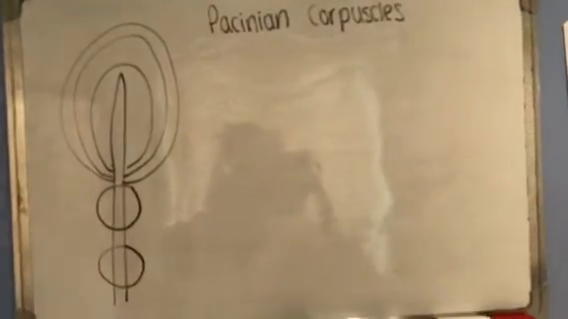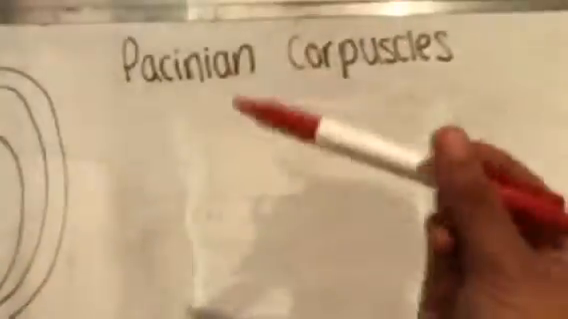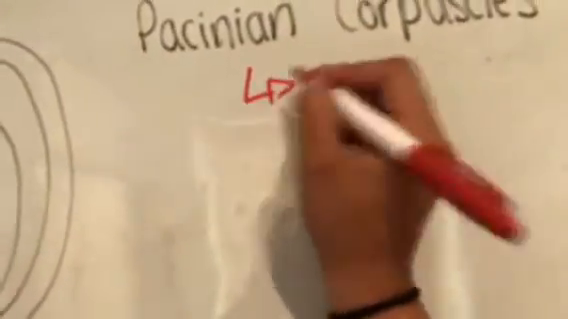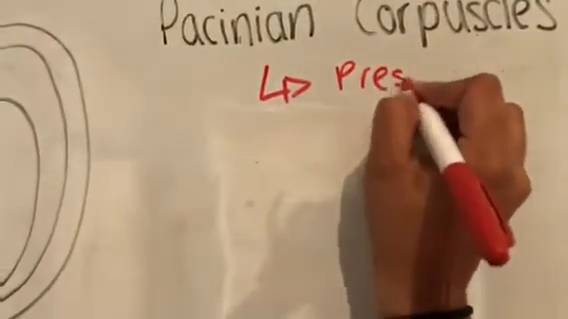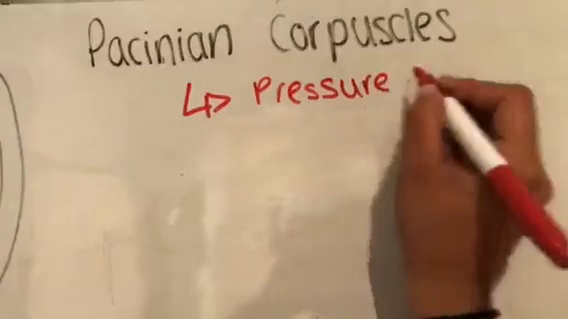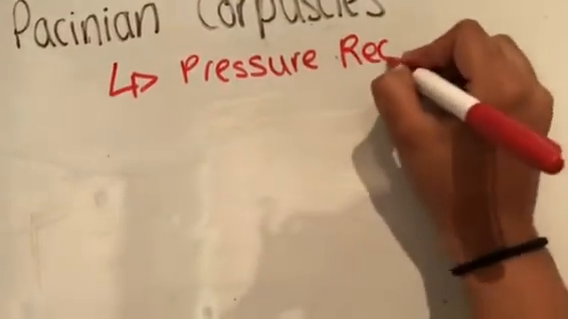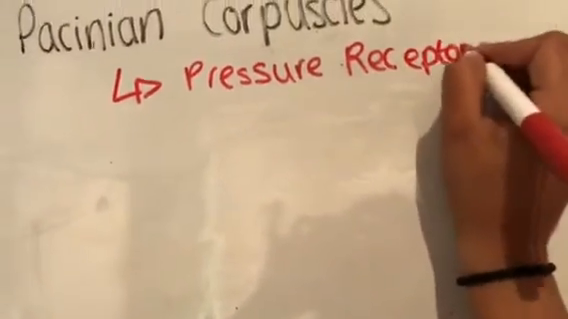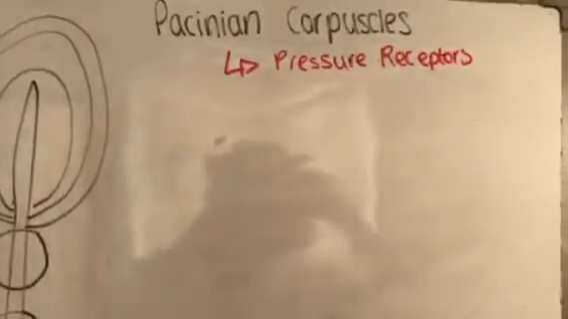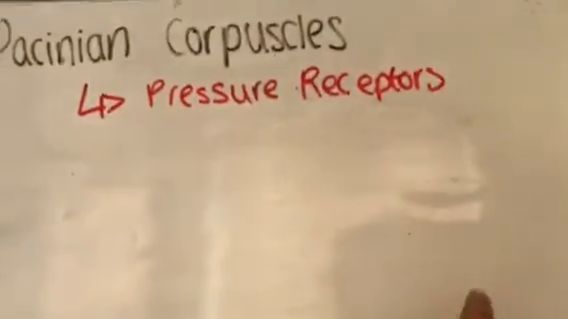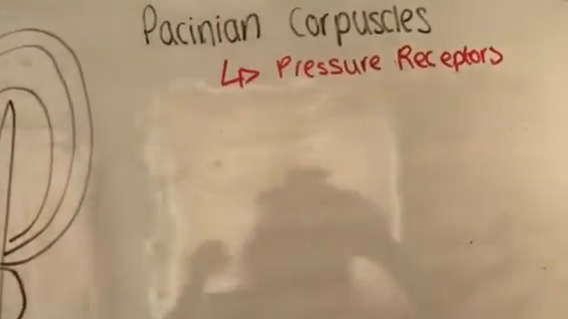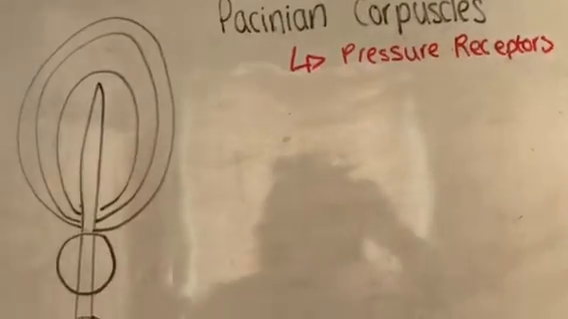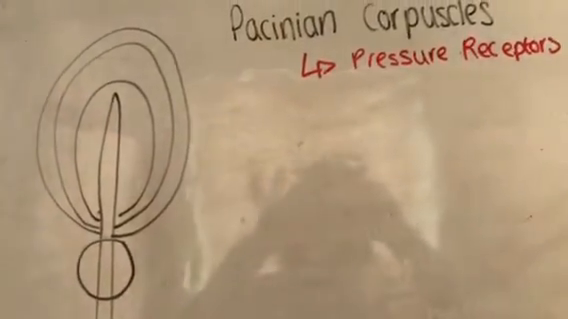Pacinian corpuscle. So what are these Pacinian corpuscles? The Pacinian corpuscles are pressure receptors. And this is an example we need to know in A-level biology. So the Pacinian corpuscles, which are pressure receptors, are located beneath the skin, and also in various internal organs as well.